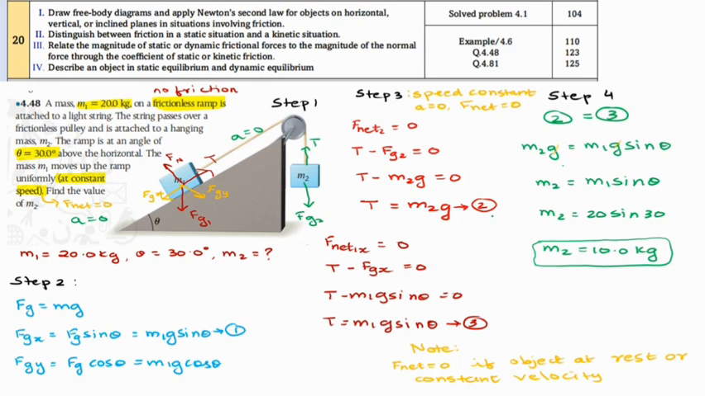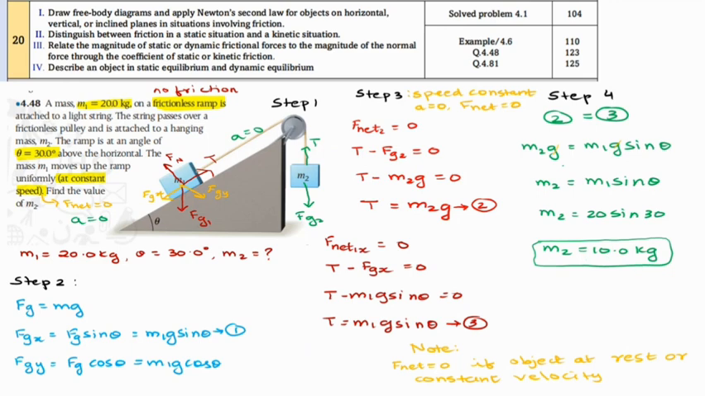Now both of these equations, equation 2 and 3, are T equals something. Both of these are equal to T, so I'm going to equate equation 2 and 3. So we write from equation 2, m2g equals, then equation 3, m1g sine theta. Cancel off the common term which is g. m2 equals m1 sine theta. I want to find m2, so substitute for m1. m1 is 20, sine 30, and you will get m2 as 10 kilogram.